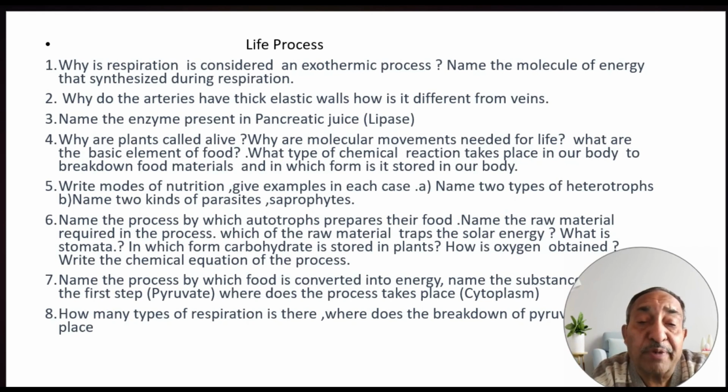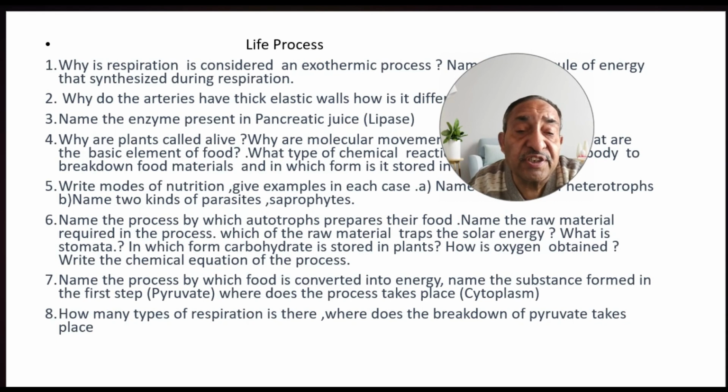What is stomata? In which form carbohydrate is stored in plants? How is oxygen obtained? Write down the chemical reaction or chemical equation in this process. Next, name the process by which food is converted into energy. Name the substance formed in the first step, pyruvate. Which process takes place in cytoplasm?